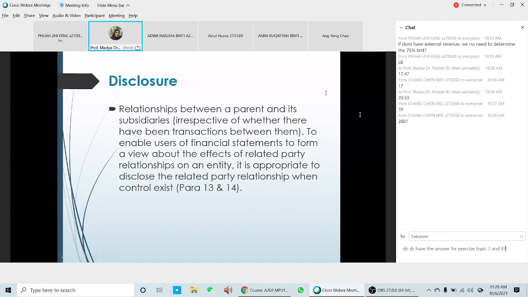Okay, the relationship between parent and its subsidiary, irrespective of whether there has been a transaction between them, you need to disclose that one also. If the parent has a subsidiary, they need to disclose this information, even though there are no transactions between parent and subsidiaries, as long as there is control.